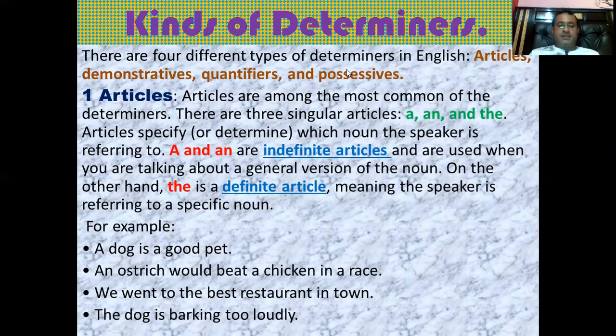On the other hand, the is a definite article, meaning the speaker is referring to a specific noun. Now in examples 3 and 4: we went to the best restaurant in town. The dog is barking too loudly. Here the speaker is referring to a particular dog and a particular restaurant. It is not a general category, but only one animal or a place that's important. When you mean something specific, use the definite article. If you are talking in general, then you can use a and an for singular nouns.